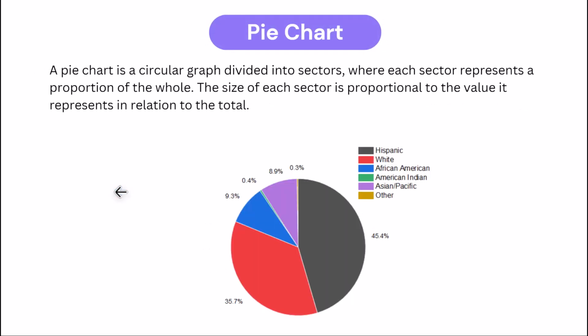Now we also have what's called a pie chart. It's a circular graph divided into sections where each sector represents a portion of the whole. Please take note, a portion of the whole, and it is usually summed up to 100%, in most cases. That's if it's in percentage. So the size of each sector is proportional to the value it represents in relation to the total. So that is it about the pie chart.